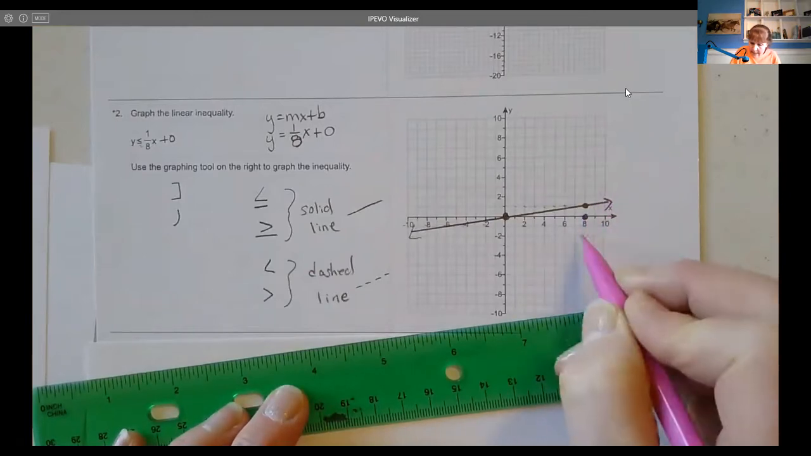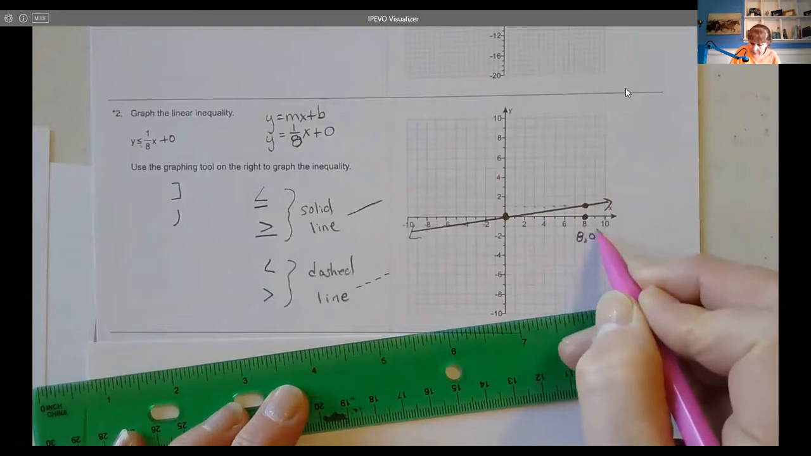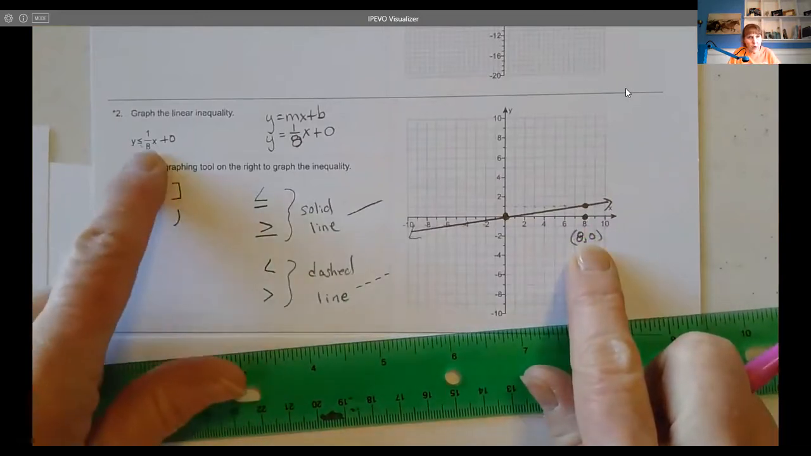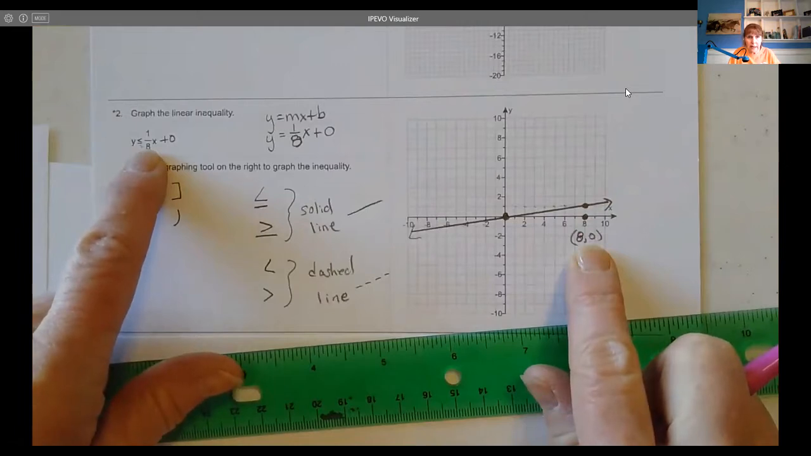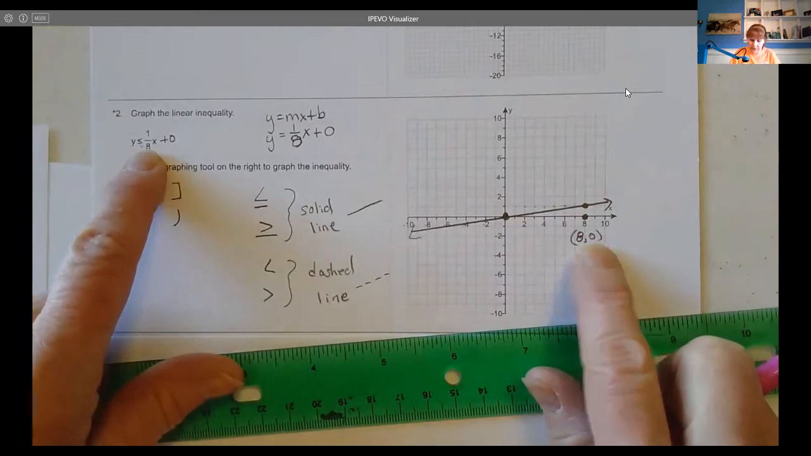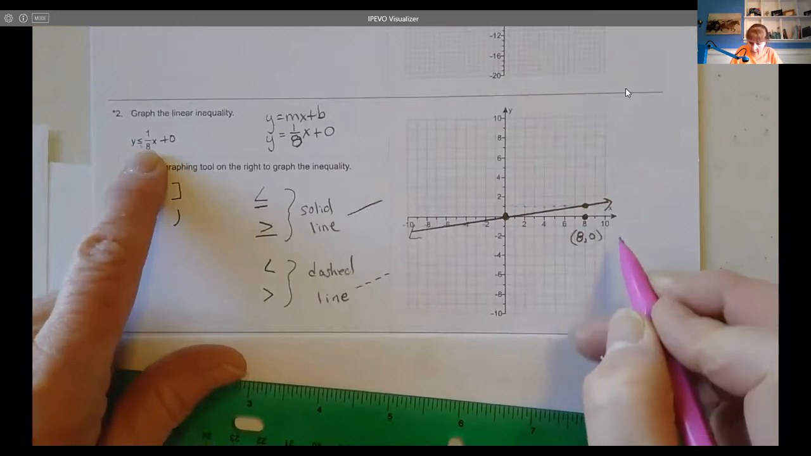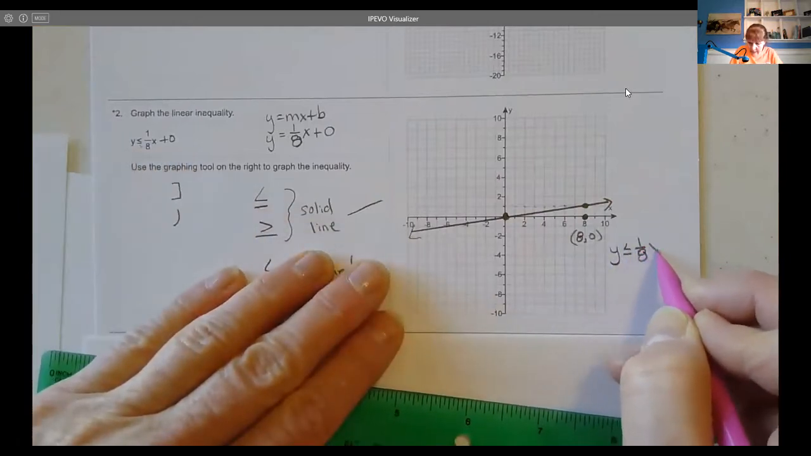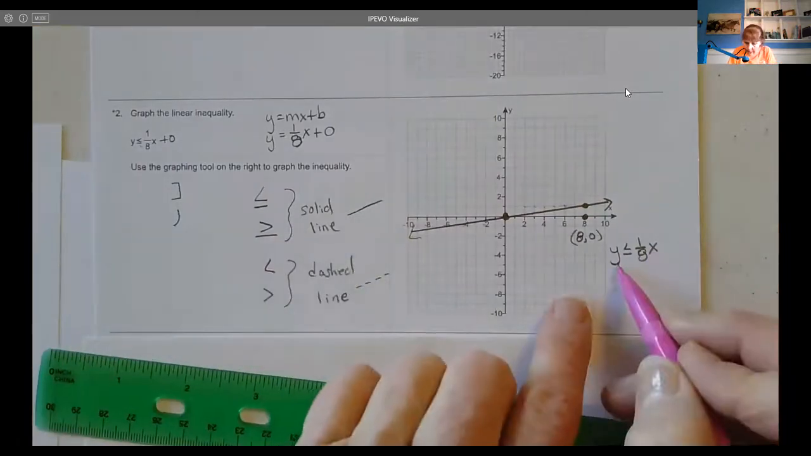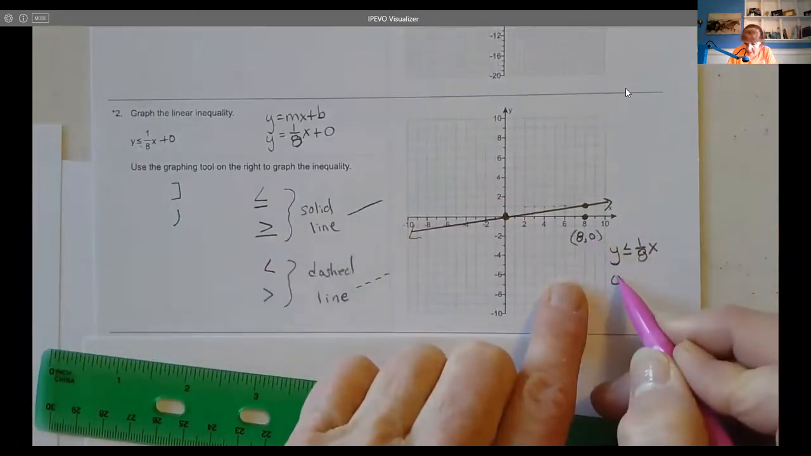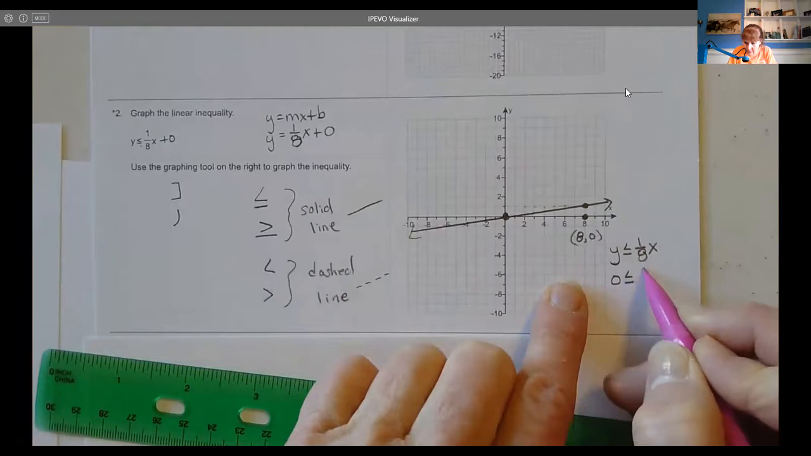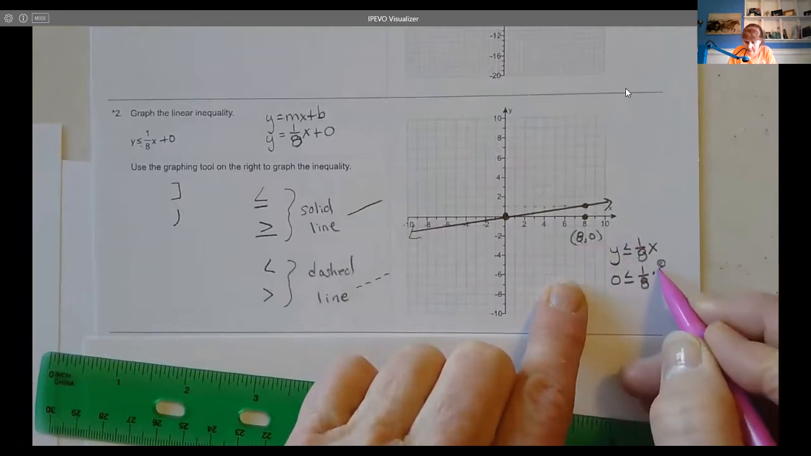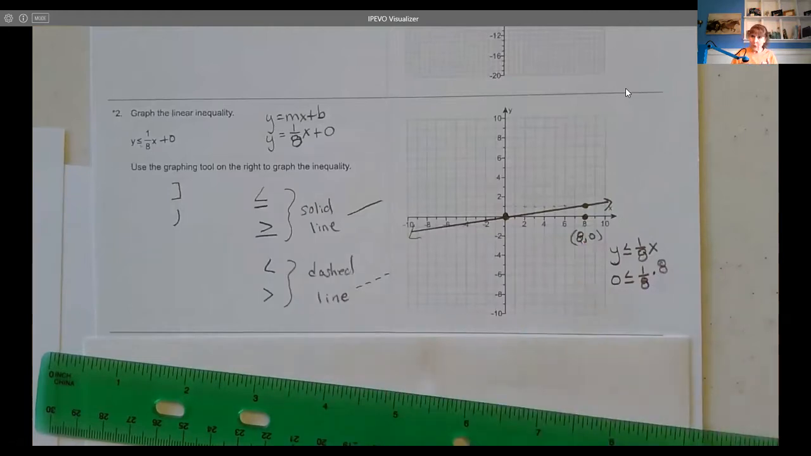This is the point (8, 0). If I were to put (8, 0) into this inequality, does it work? Is it true? Well, let's do that. I've got y less than or equal to 1/8 x. I'll put in 0 for the y. Is 0 less than or equal to 1/8 times 8? All right, is that true?